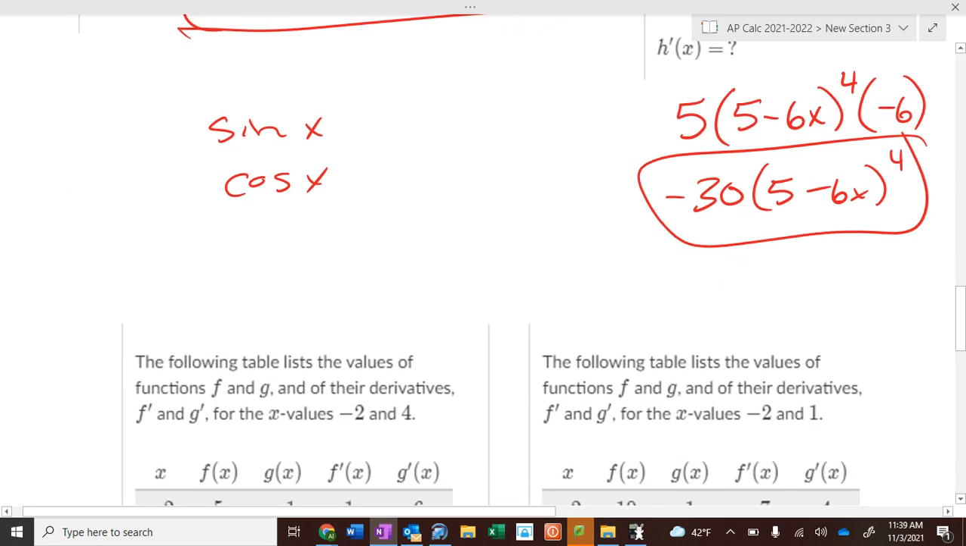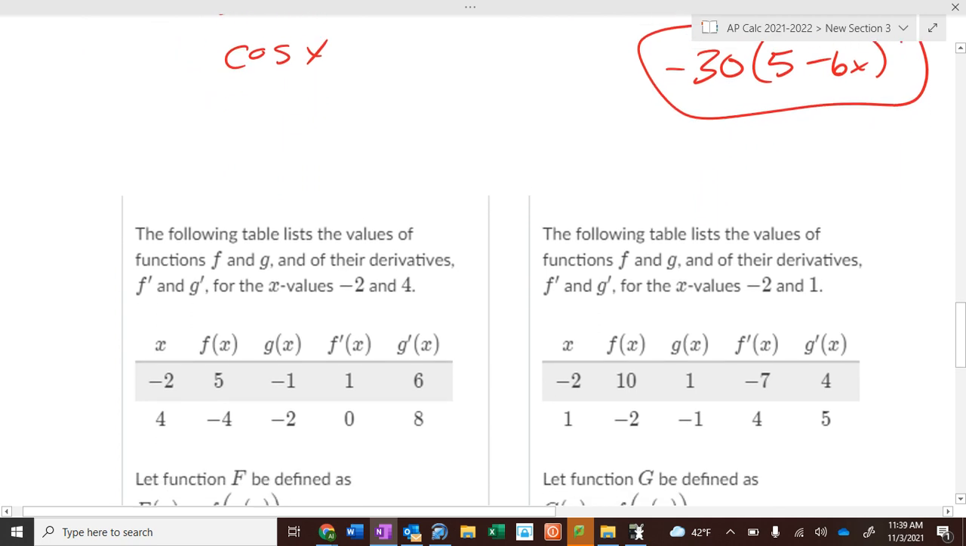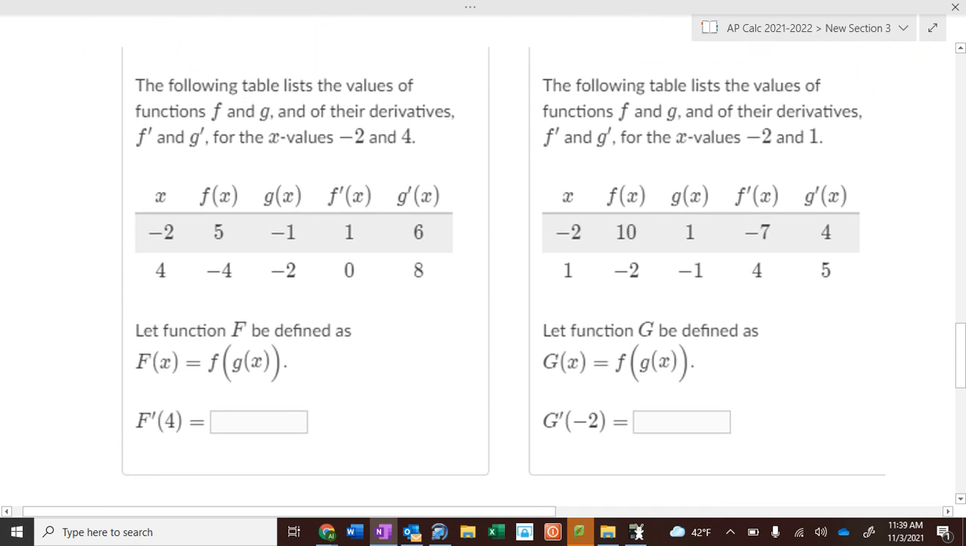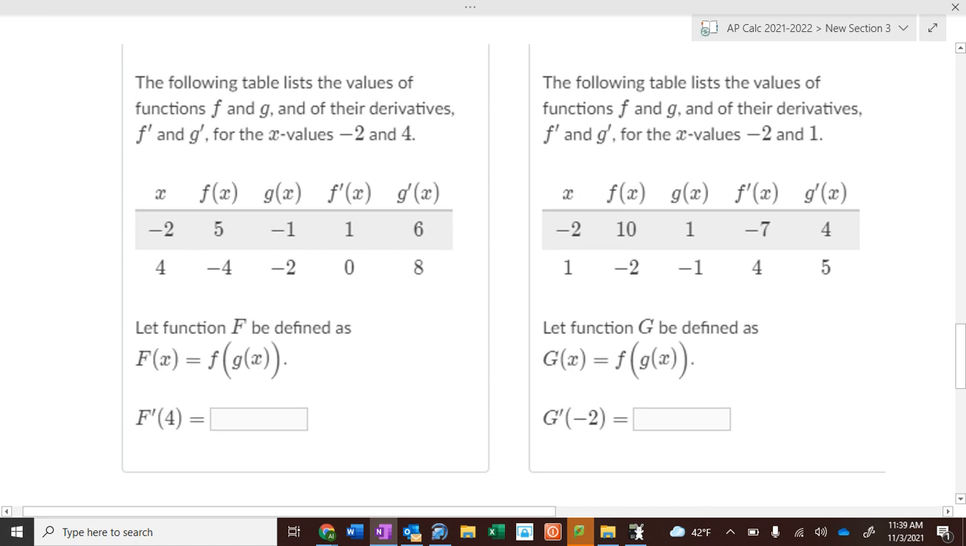Okay. The table problems, which I don't personally like very much. No, we're not taking them out because AP might have some of these on there, so we need to understand this. Okay. Yes, we do.